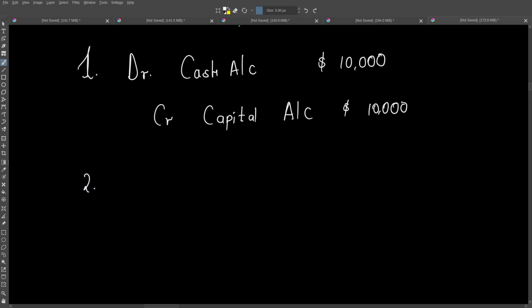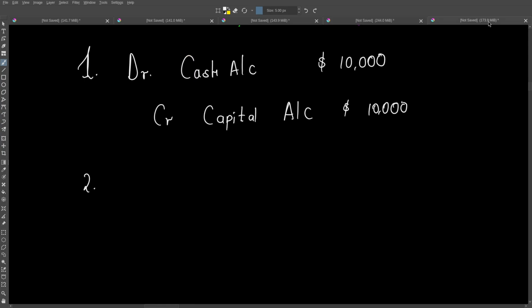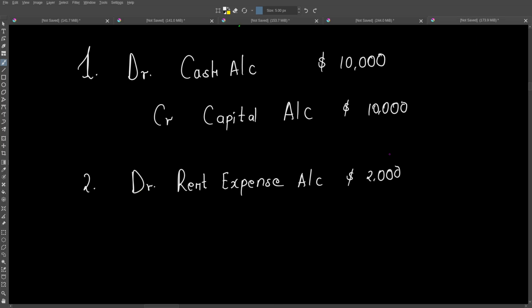Now let us look at the second transaction, where we are told paid office rent $2,000 in cash. So that means you paid office rent, so you need to record the rent expense. So you will debit rent expense account, an amount of $2,000. Okay, remember the word dealer. For expenses account, to recognize an increase, we debit. That is why we are debiting.